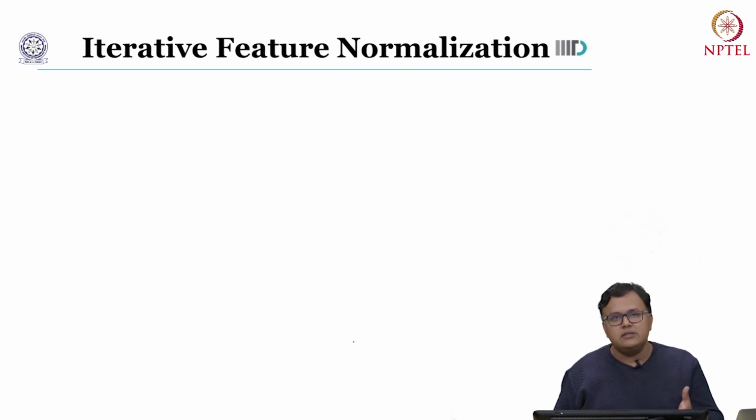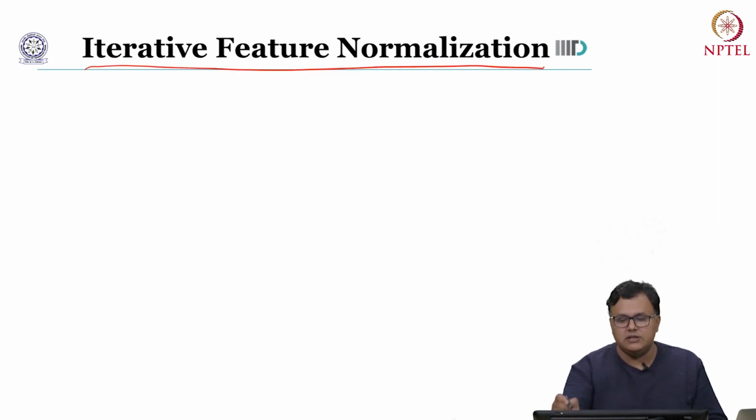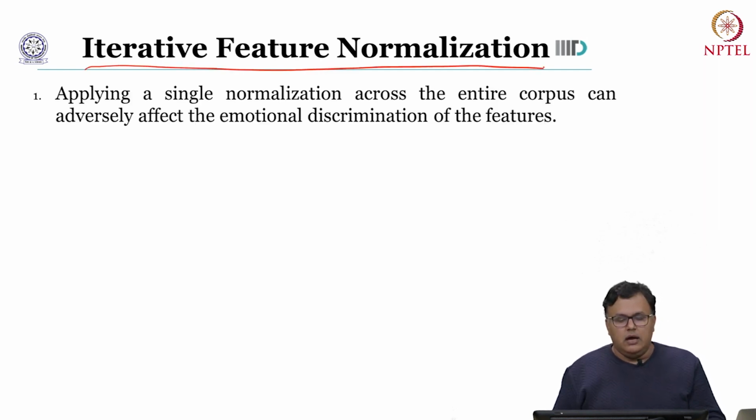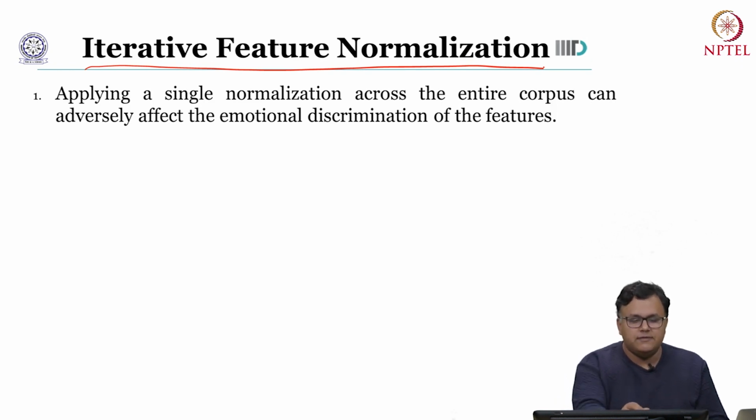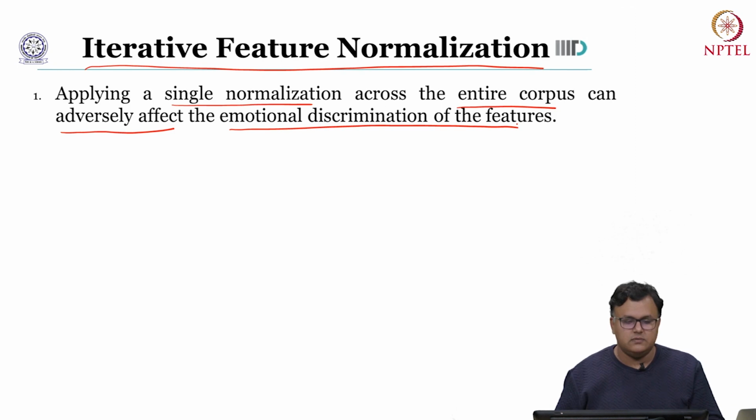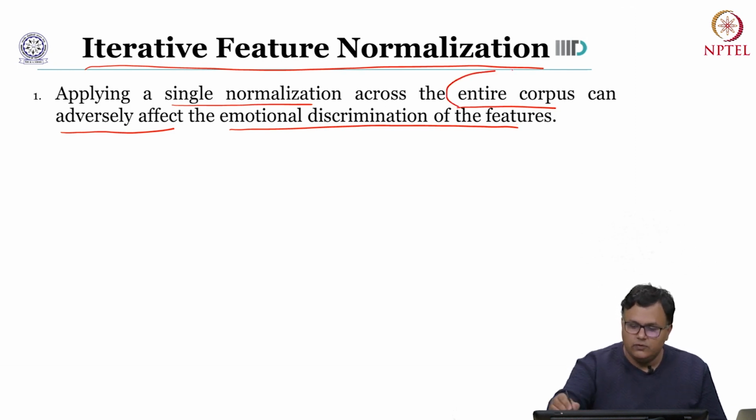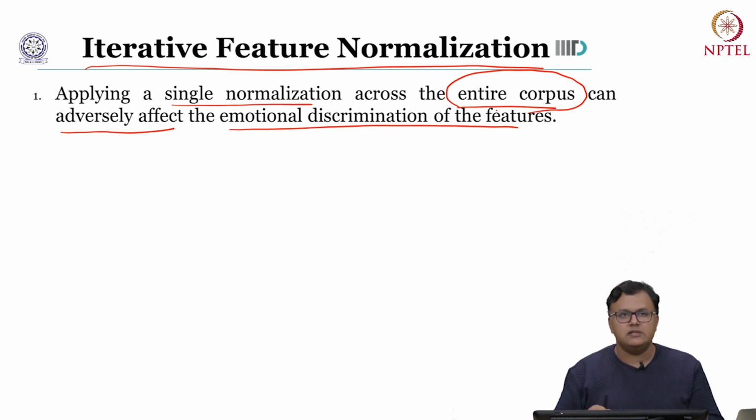So to mitigate this, now I will mention one simple yet very effective technique for feature normalization, which is called iterative feature normalization. Now, the motivation for IFN, iterative feature normalization, is as follows. As we have seen, applying a single normalization across the entire corpus can adversely affect the emotional discrimination of the features. Therefore, let's try to work on this aspect, which is applying the normalization on the entire data set.